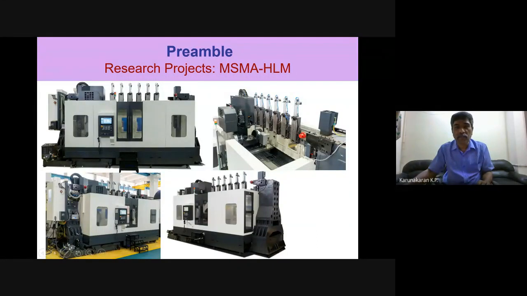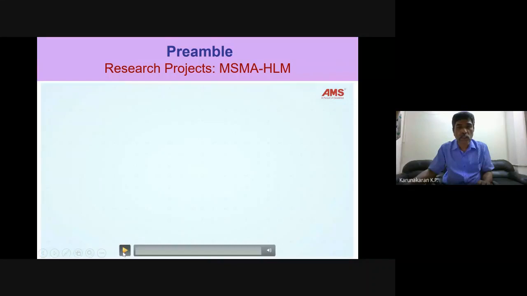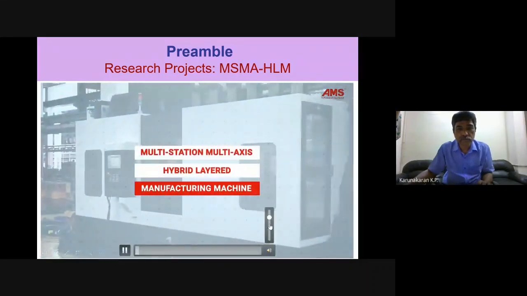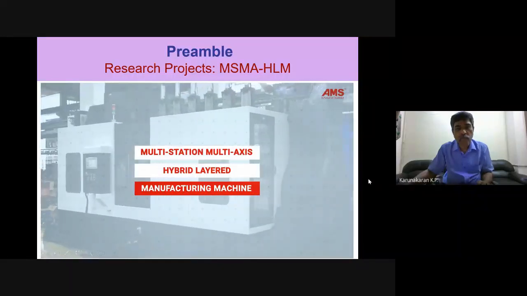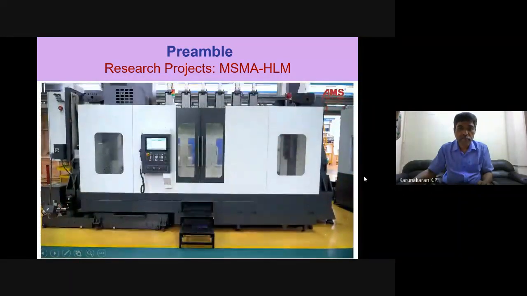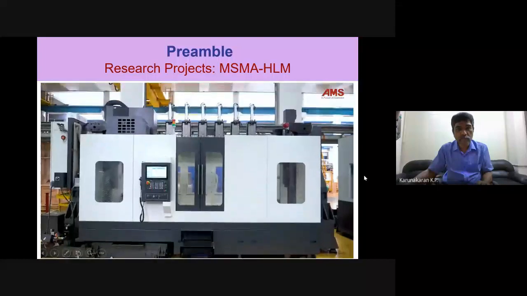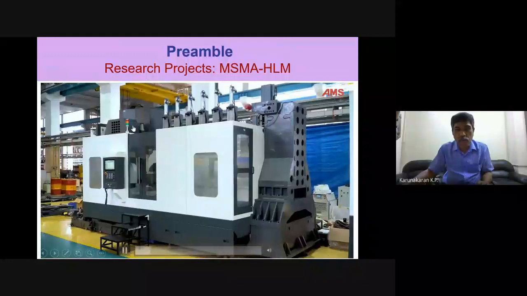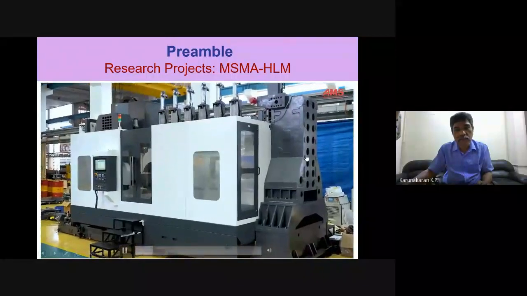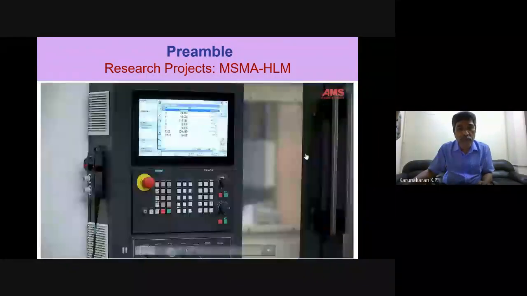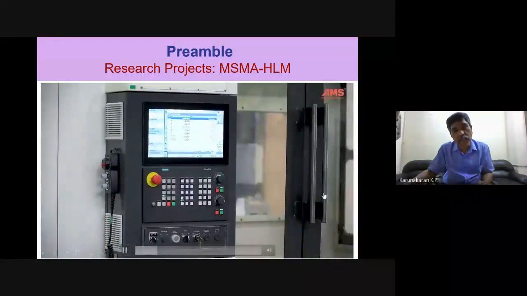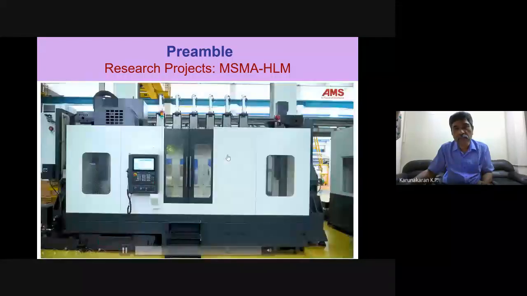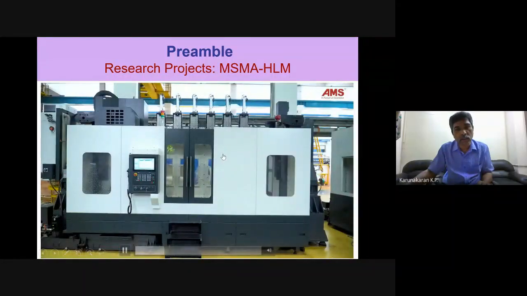Now I'll show you a brief video which shows the machine. Multi-station, multi-axis, high-frequency manufacturing machine. So you see the amne samne, 2 vertical machining centers. Only one has a spindle. This is a Siemens 840D. It's a 5-axis simultaneous motion controller.